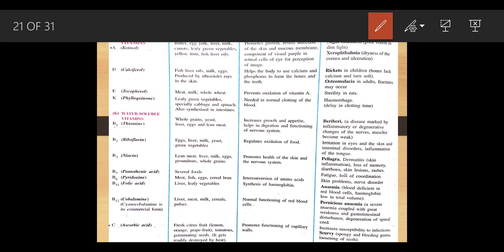Now we are going to talk about the B2, that is riboflavin. You are going to find this in egg, liver, milk, etc. What are the deficiency symptoms of this? See, here basically the lips may crack. Okay, you have seen this during the month of winters and all. The lips get cracked.